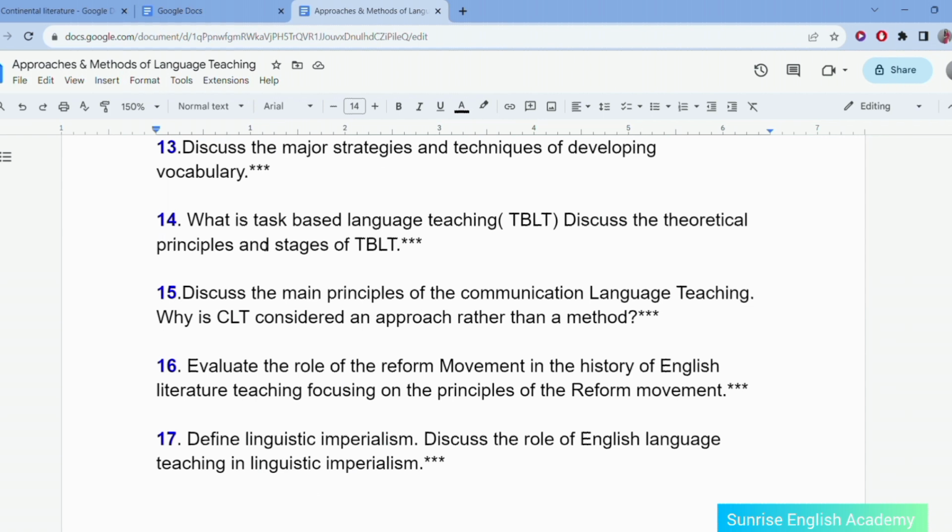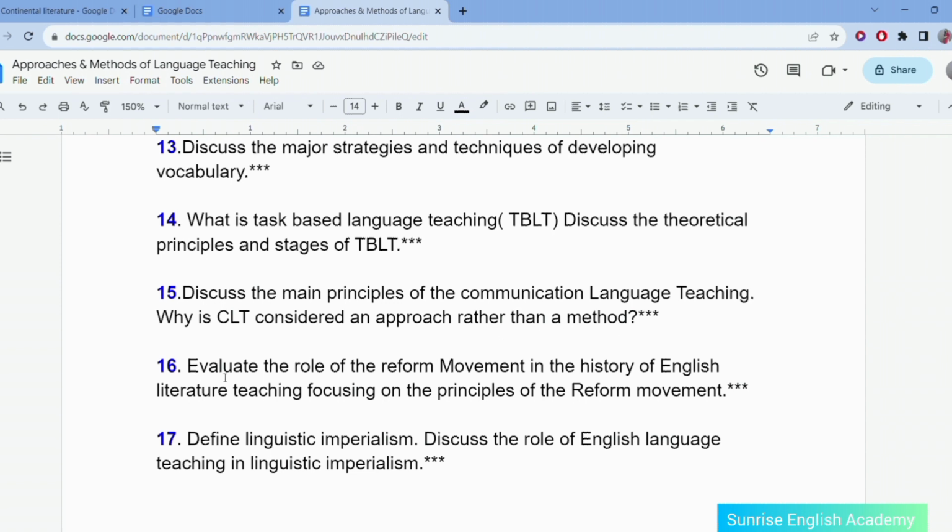14. What is text-based language teaching, TBLT? Discuss the theoretical principles and stages of TBLT. 15. Discuss the main principles of communicative language teaching. Why is CLT considered an approach rather than a method?